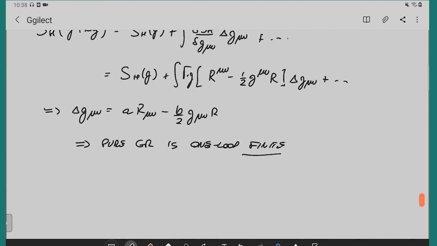So to check, you can continue, but it was very easy to see that this is not true always. So in the same paper of 't Hooft and Veltman that showed this, they also coupled GR to a massless scalar.